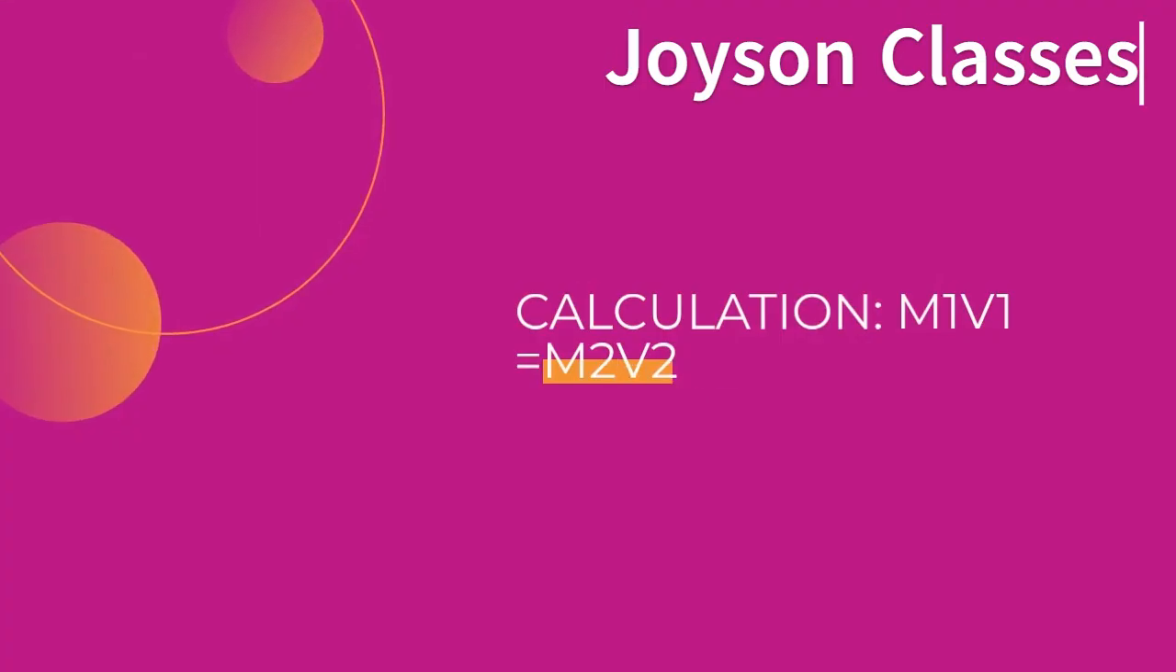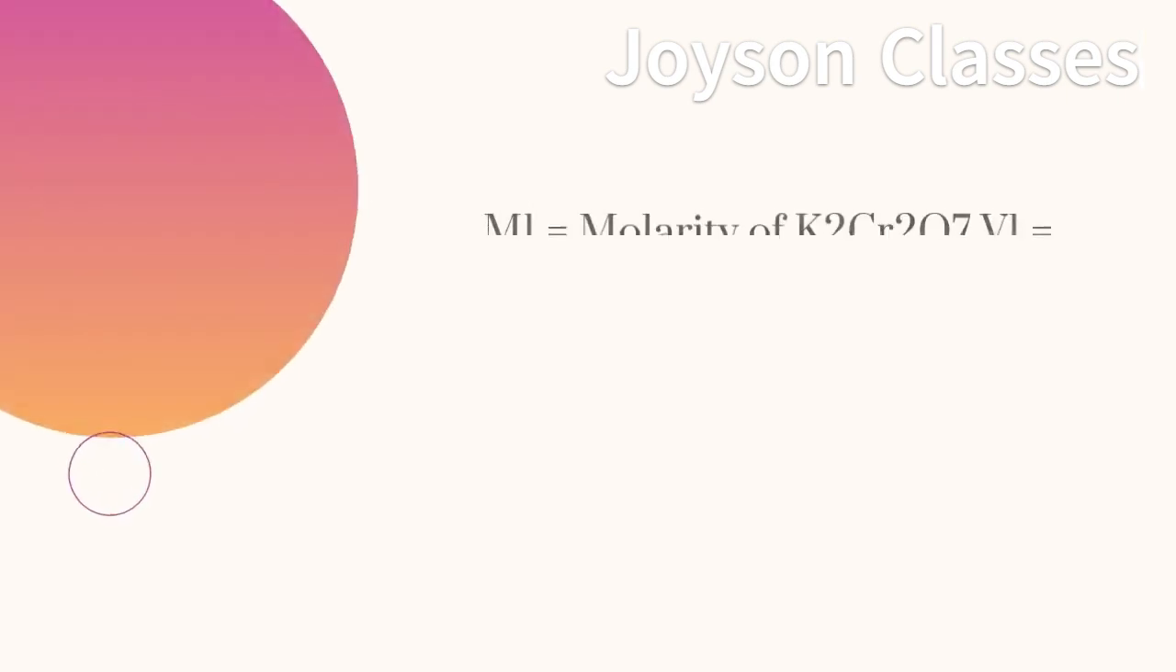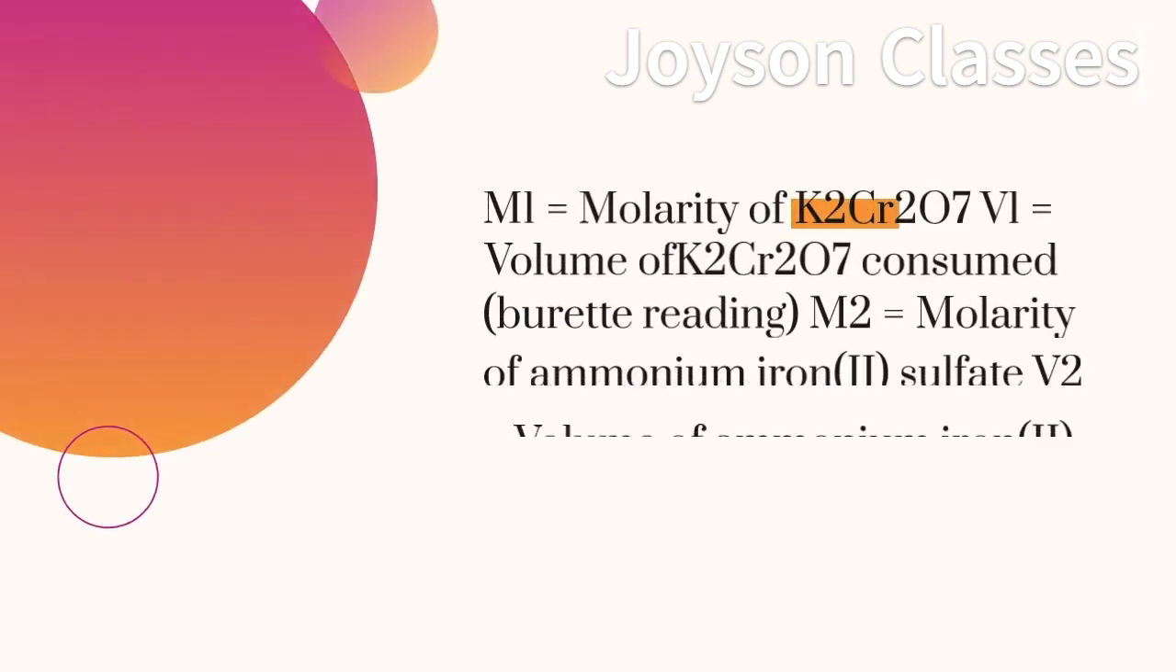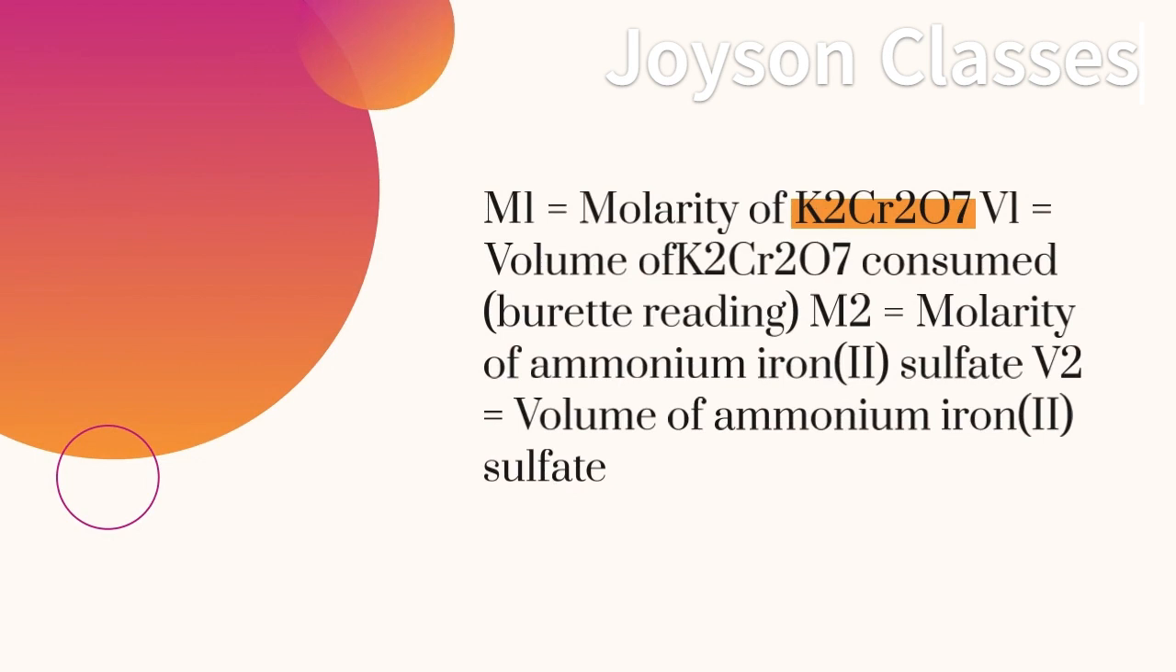Calculation: M1V1 equals M2V2. M1 equals molarity of K2Cr2O7, V1 equals volume of K2Cr2O7 consumed (burette reading), M2 equals molarity of ammonium iron(II) sulfate, V2 equals volume of ammonium iron(II) sulfate.